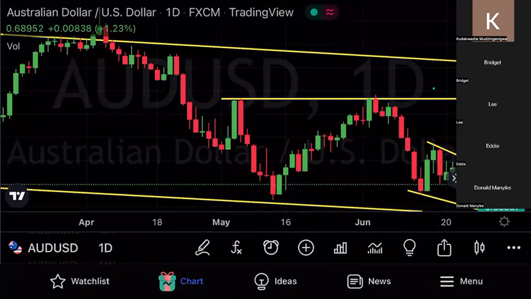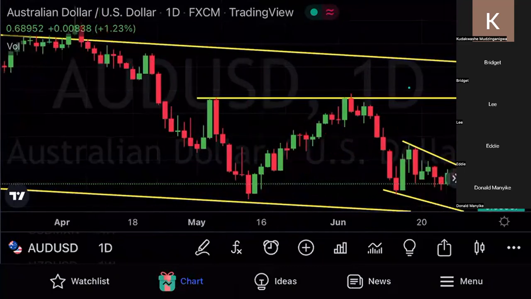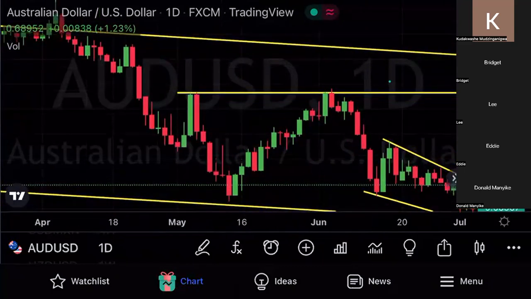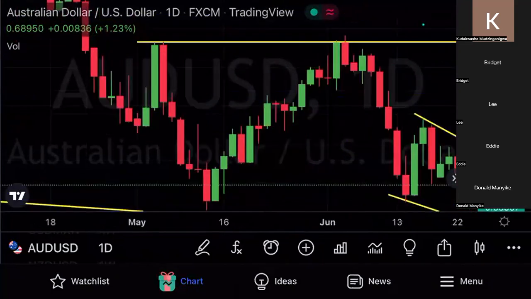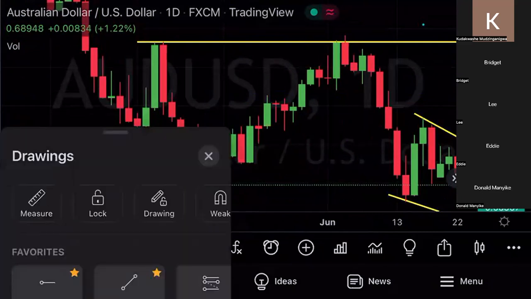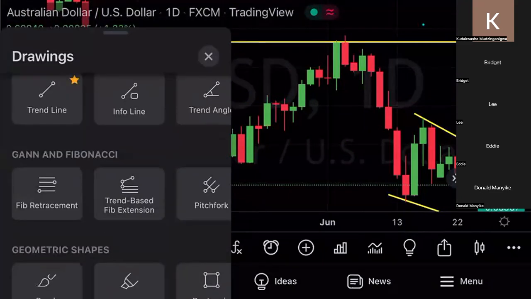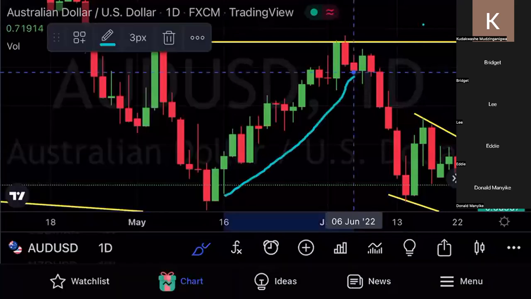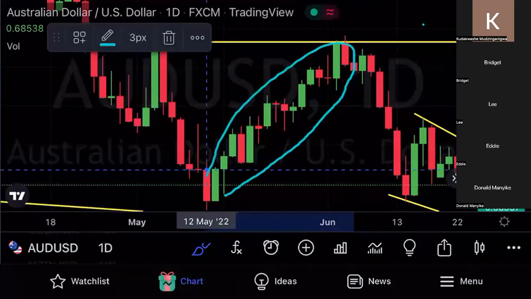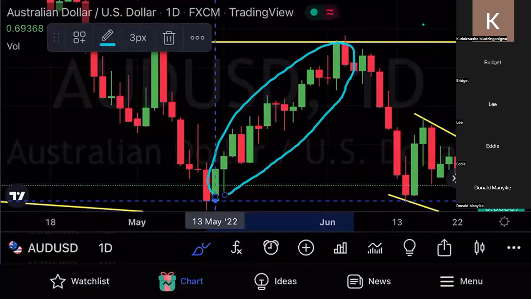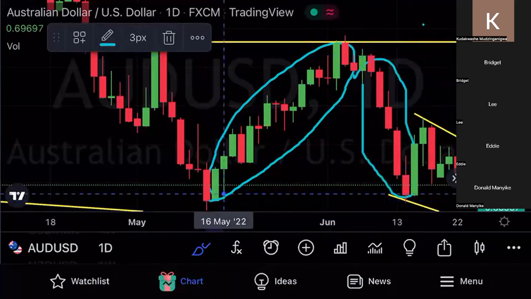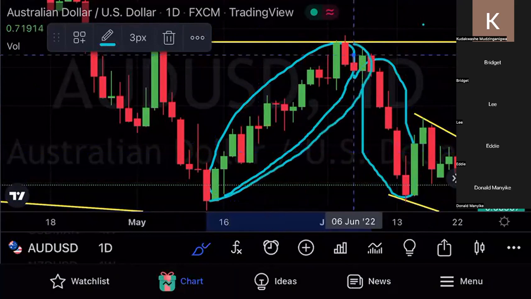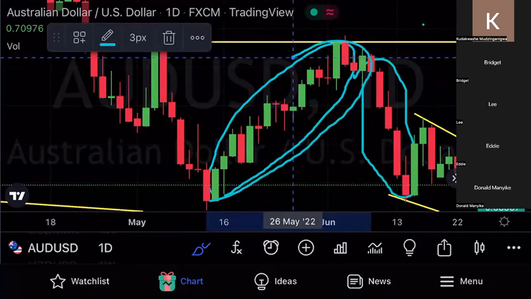I have put my ray line. I use the same principles. How are we approaching the order block? You can see that this price action going to the order block is corrective, guys. It's different from this one. This one is impulsive. There is momentum. This one, we are struggling to reach the order block.